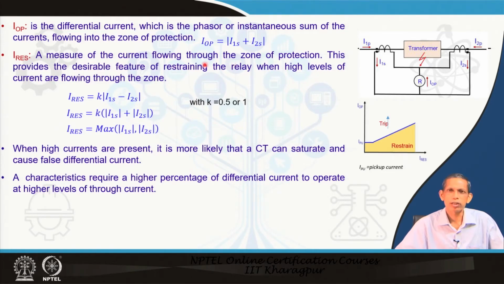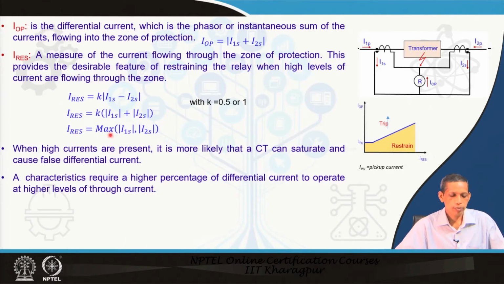If you see the literature, manufacturers generally provide 3 approaches for computing the I restraint. K is a factor. Differential current is I 1 s plus I 2 s, and restraint current is K into the modulus of I 1 s minus I 2 s. There is another approach of computing I restraint: K into modulus of I 1 s plus modulus of I 2 s, the magnitudes of current on both the primary side and the secondary side of the transformer.